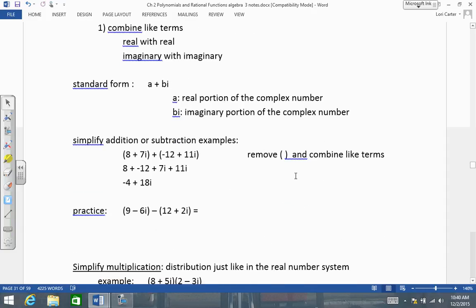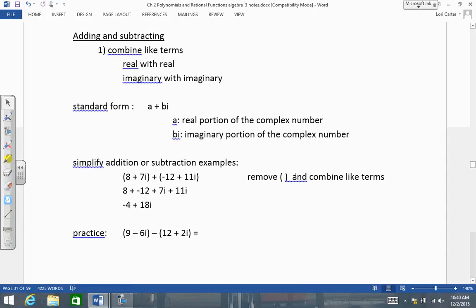Okay, adding and subtracting. When you're doing these, they're called complex numbers because they have two parts: a real part and an imaginary part. The real part doesn't have an i, and the imaginary part does have an i. That's how you tell the difference. They're not always in the same order. Mathematically, they're supposed to be written real, then imaginary, like descending order, but they're not always. So, the real part, no i. Imaginary part has the i.